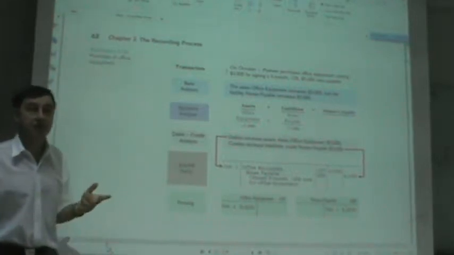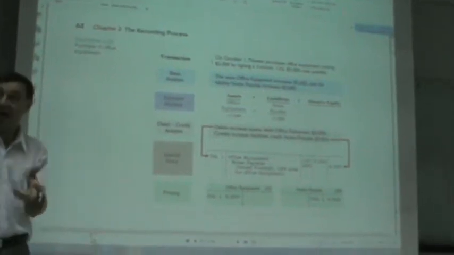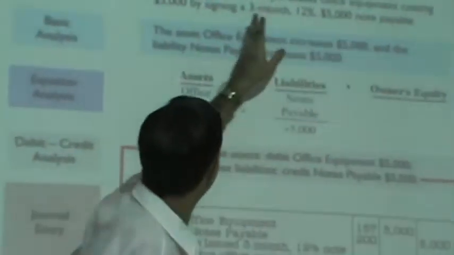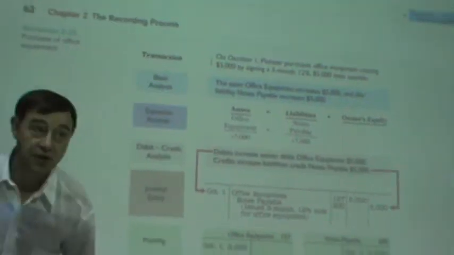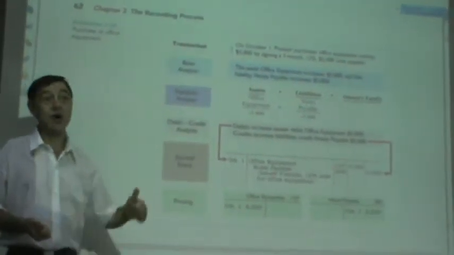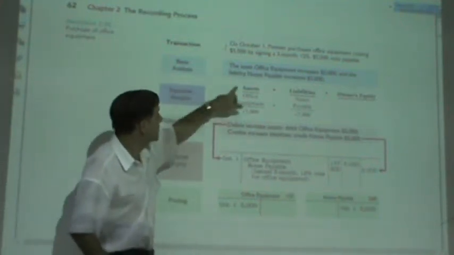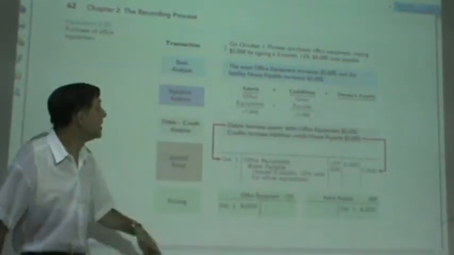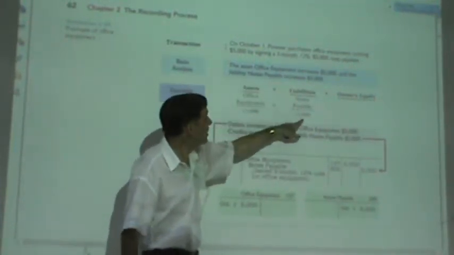Purchase office equipment. Well, they should say whether the purchase of office equipment is with cash or credit. So, purchases office equipment by signing a note payable. So it's on credit, okay? Note payable. So you say office equipment goes up, note payable goes up. So office equipment plus 5,000, equation, note payable plus 5,000. This means debit office equipment, credit note payable.